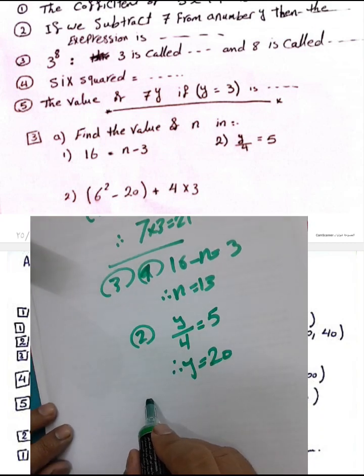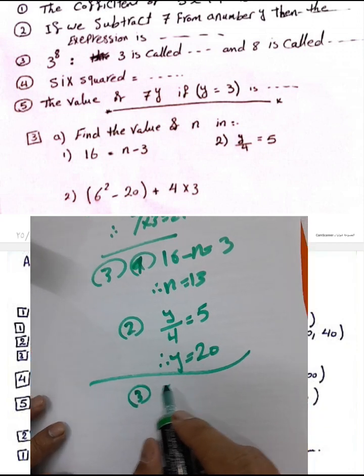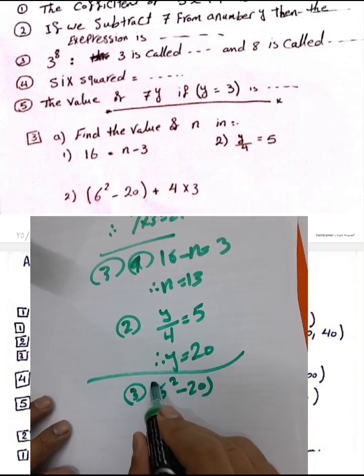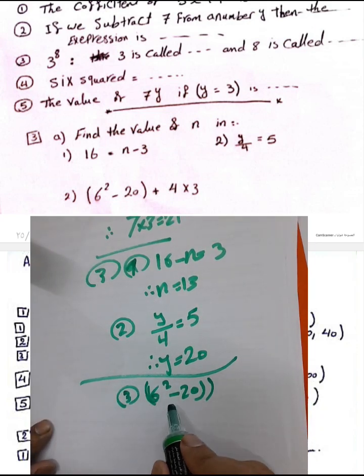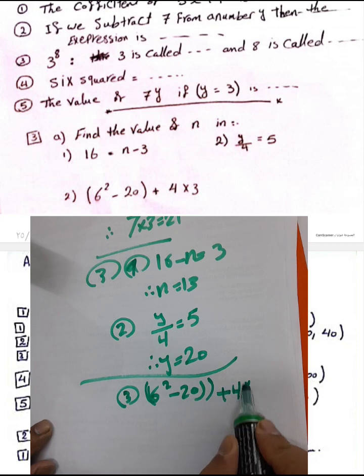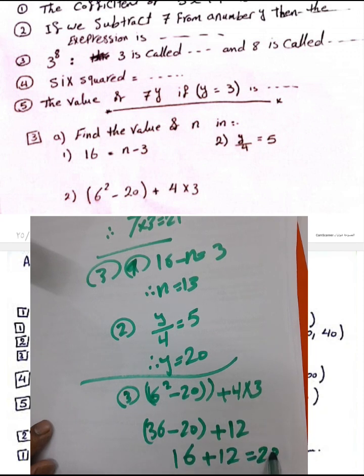Question number 3, 6 power 2 minus 20 in parentheses plus 4 times 3. 6 power 2 will be 36, 20 plus 3 times 4 will be 12. 36 minus 20 is 16, 3 times 4 is 12, and the result here will be 28.